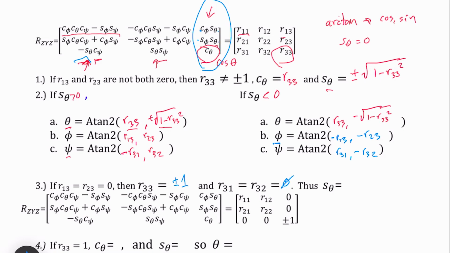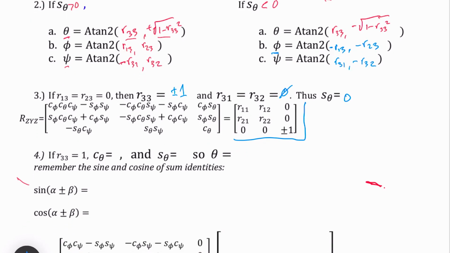Thus, sine of theta is 0, because that's the only way that we can have those two entries be 0, because they're multiplied by a cosine and a sine over there. And so what we get is a simplified matrix like this, because we've got those zeros, since sine of theta enters 4 times in this matrix. And we've got two options.